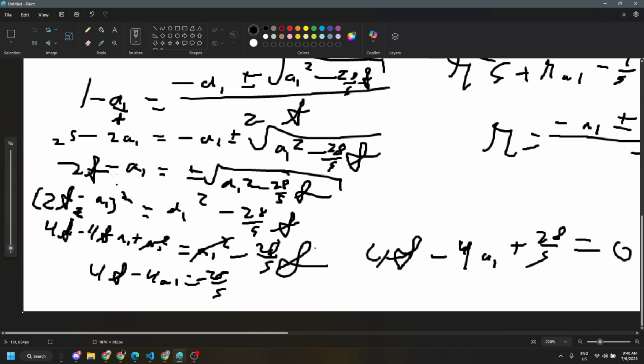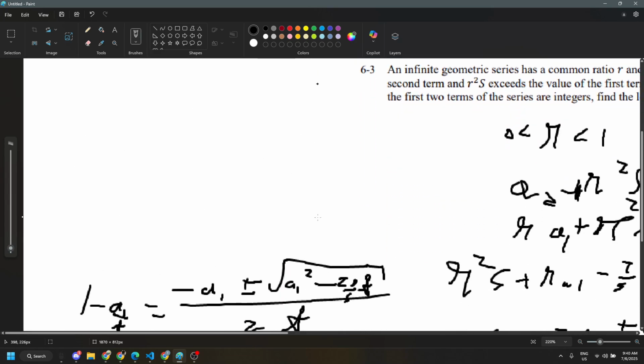Let's see, did I mess anything up? This is 2S. Add A1 on both sides. Square both sides. 4S squared minus, plus A1 minus 4AC.